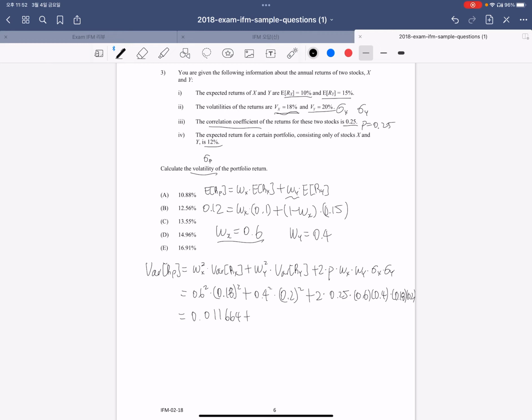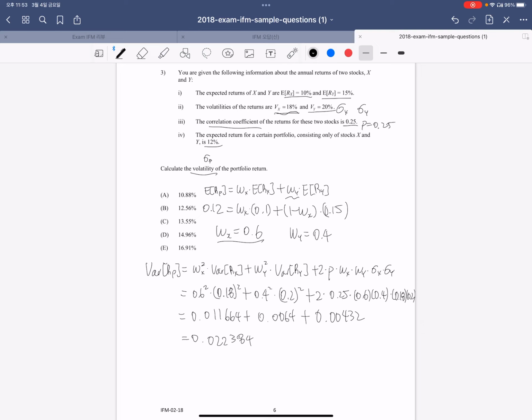0.011664 plus 0.0064 for the second term, and for the last one, it's a little long, but 432. And if we add all these up, we get 0.02234.